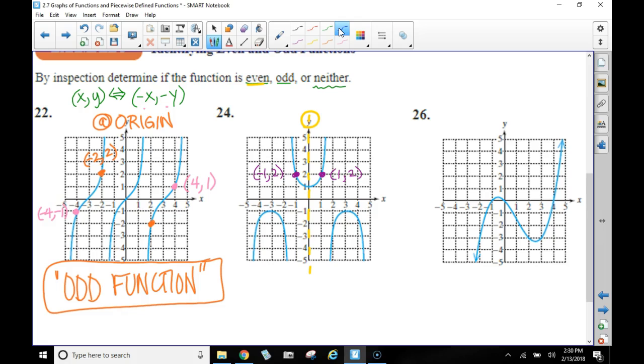Here's another example. Let's pretend -2, -2 is a point on our graph. Then 2, -2 must also be on our graph. So -2, -2 as well as 2, -2: the x values are changed, but the y values stay the same. That's why this is symmetric about the y-axis, and we call this an even function.